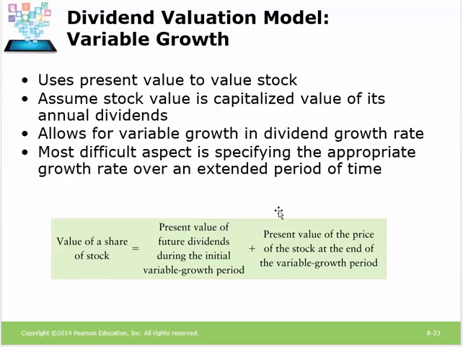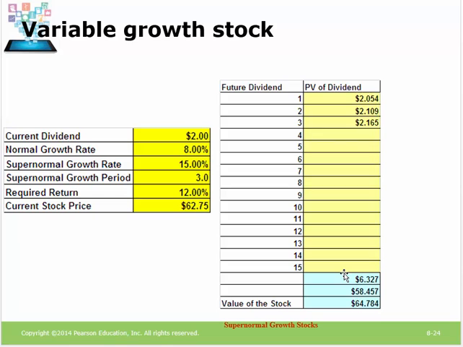So to find the value of this stock, we need to know what the dividends are going to be during this supernormal or variable growth period. And then we need to find the price at the end. I don't want to say it's complicated, it's a couple of extra steps to do. So let's think about what information we might need to know. This company is currently paying a $2 dividend.